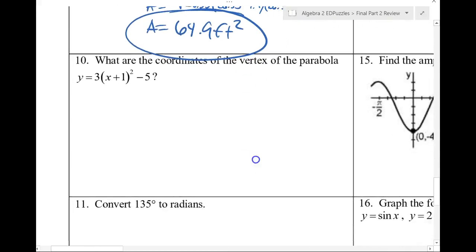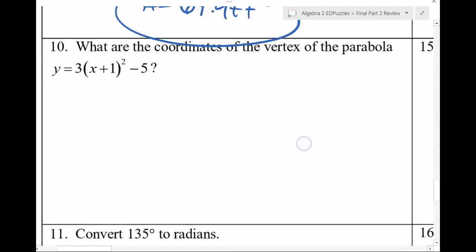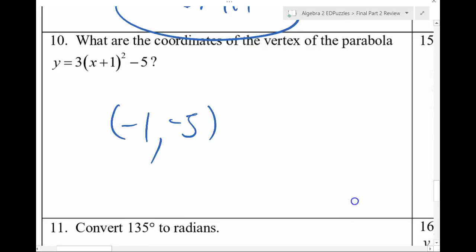Okay, so now what are the coordinates of the vertex of this parabola? Well, you remember that x is a liar. So the x comes from the value next to x, which is right there. But x is a liar, so it's -1. And the y value doesn't change, it's -5. Or basically the value that's outside of the parentheses, away from the variable, does not change, so it's -5.